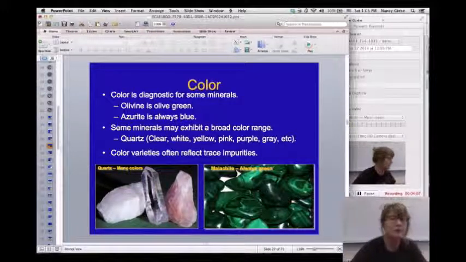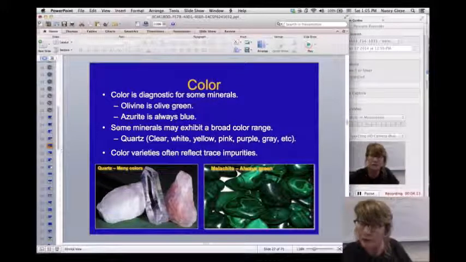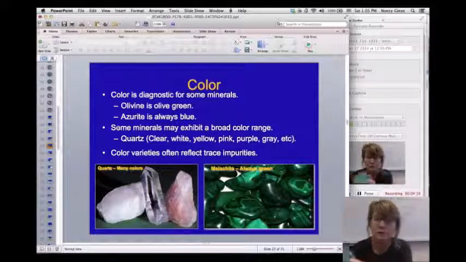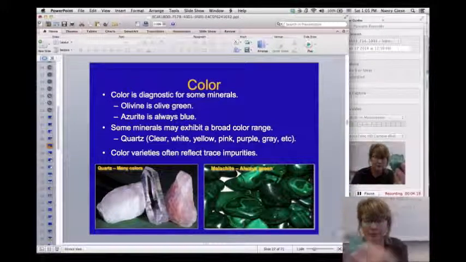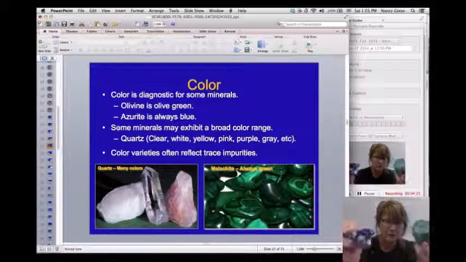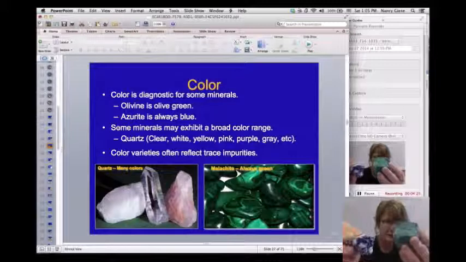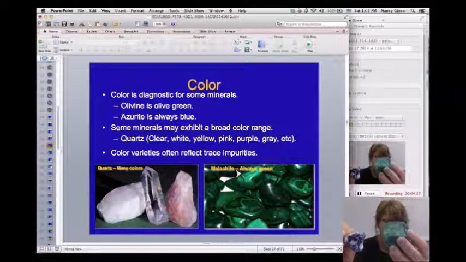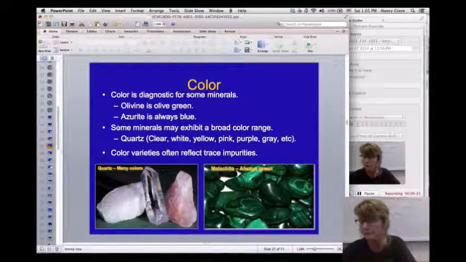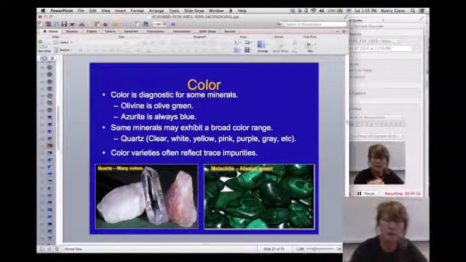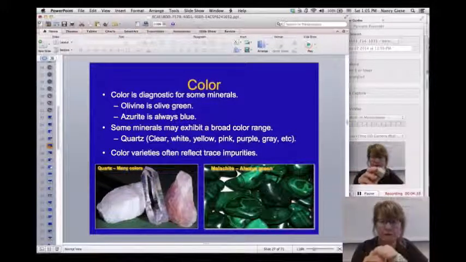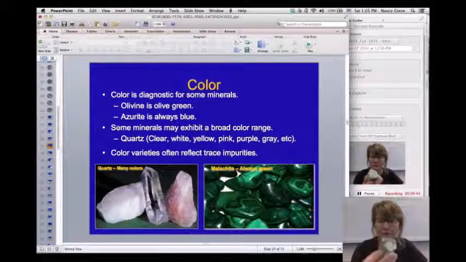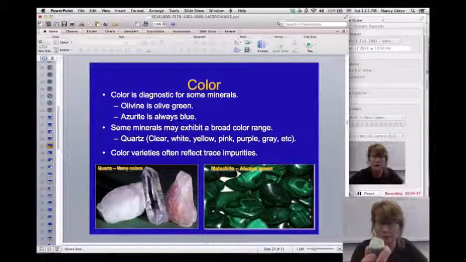Sometimes using color is very diagnostic. For example, there are a couple of minerals that have really distinct colors, and these colors almost never vary. There's a grouping of minerals called azurite and malachite, and they come in these colors. As far as I know, they are always this color, and the colors are really distinct, so that's helpful. There's a mineral olivine that's kind of this olive green color. It's not as distinct a green color, but it's rarely another color. Sometimes yellow, but mostly it's green.